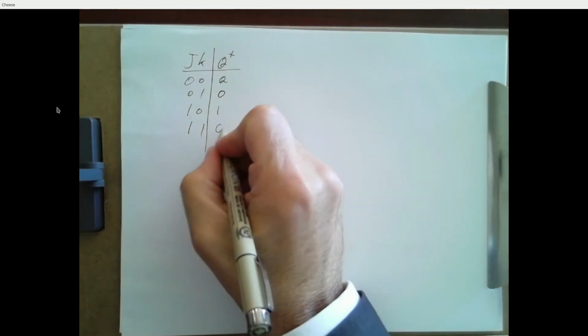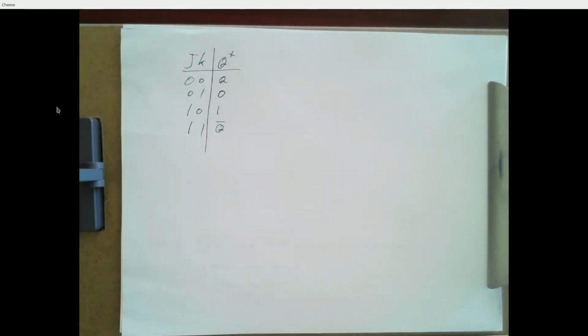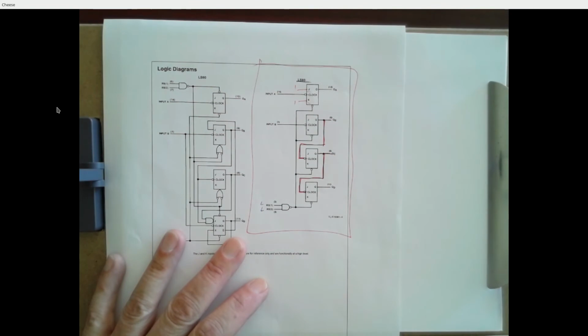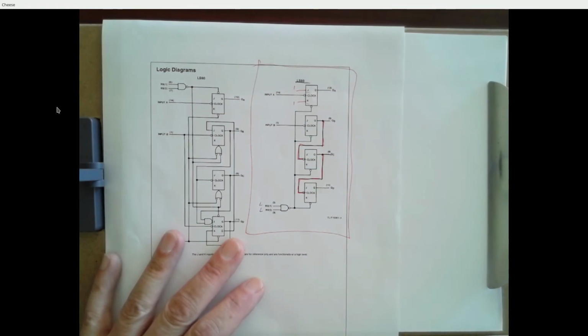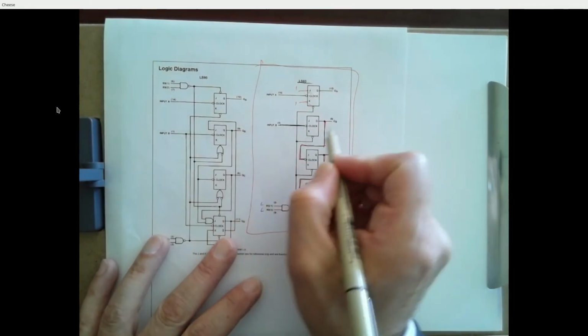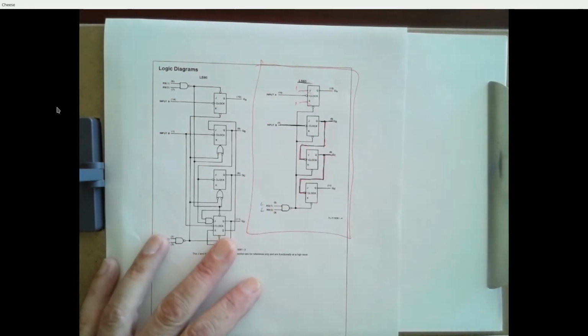Okay, now here's the one that's really hard to guess. What if J and K are both 1? Q bar. It becomes Q bar. It acts like a toggle flip-flop. Okay, so if Q is currently a 1, tick the clock, it becomes a 0. Tick the clock again, it becomes a 1, and it just keeps changing between those two values. So inside the 7493, we've really got 4 toggle flip-flops that are permanently set to just keep toggling the output. Every time that this clock ticks input B, this output's going to change.